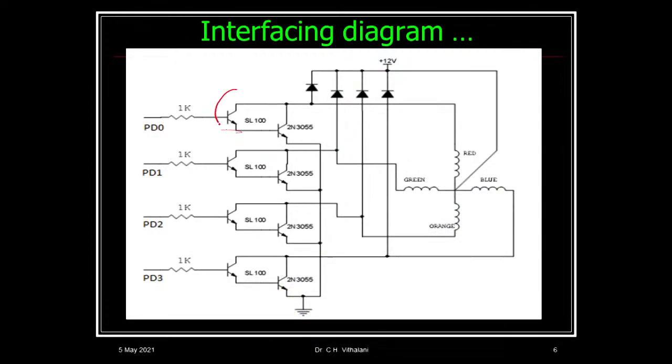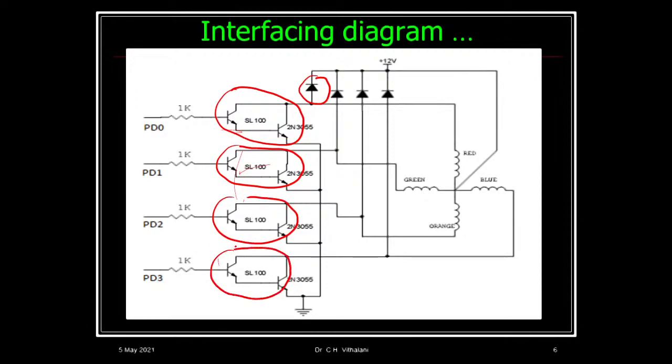Here this is a Darlington pair transistor for one winding, and this is a protection diode. Similarly, this is a Darlington pair for the other winding, this is for the third winding, and this is for the fourth winding. Here we are using this motor in unipolar mode, and these four diodes are for protection purposes. They will protect your transistor circuitry against the large EMF produced because of the switching of the transistors.